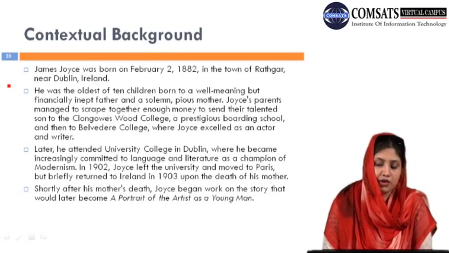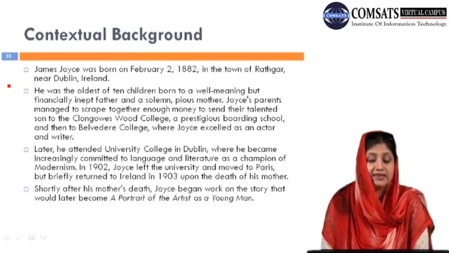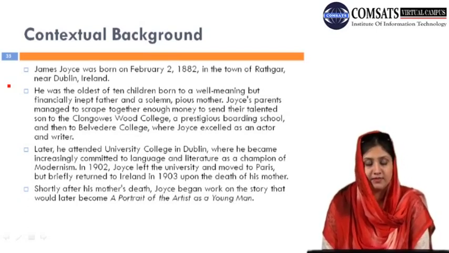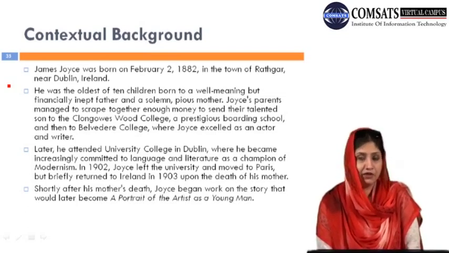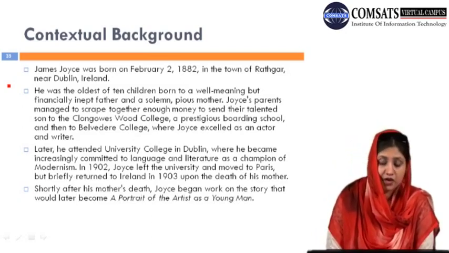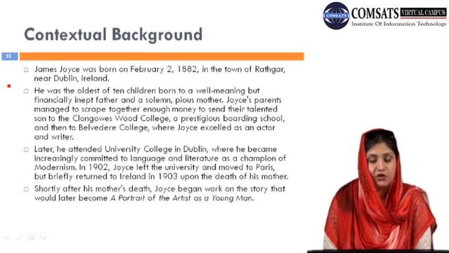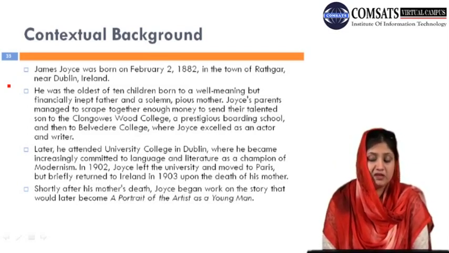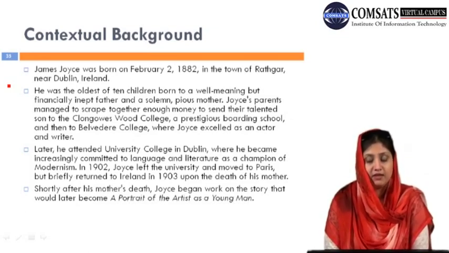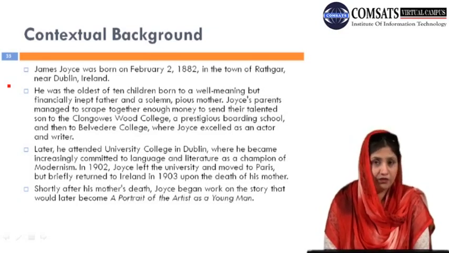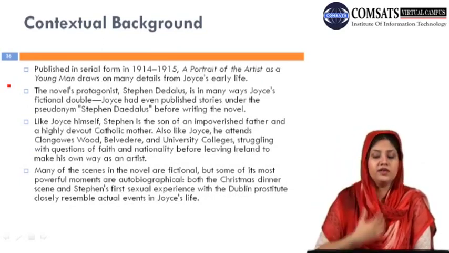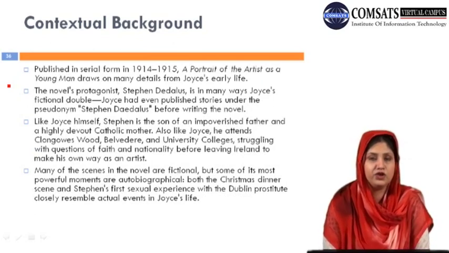Later, he attended University College in Dublin, where he became increasingly committed to language and literature as a champion of modernism. In 1902, Joyce left the university and moved to Paris, but briefly returned to Ireland in 1903 upon the death of his mother. Shortly after his mother's death, Joyce began work on the story that would later become A Portrait of the Artist as a Young Man. So you may find some references to his love for his mother too. This novel was published in serial form in 1914 to 15.